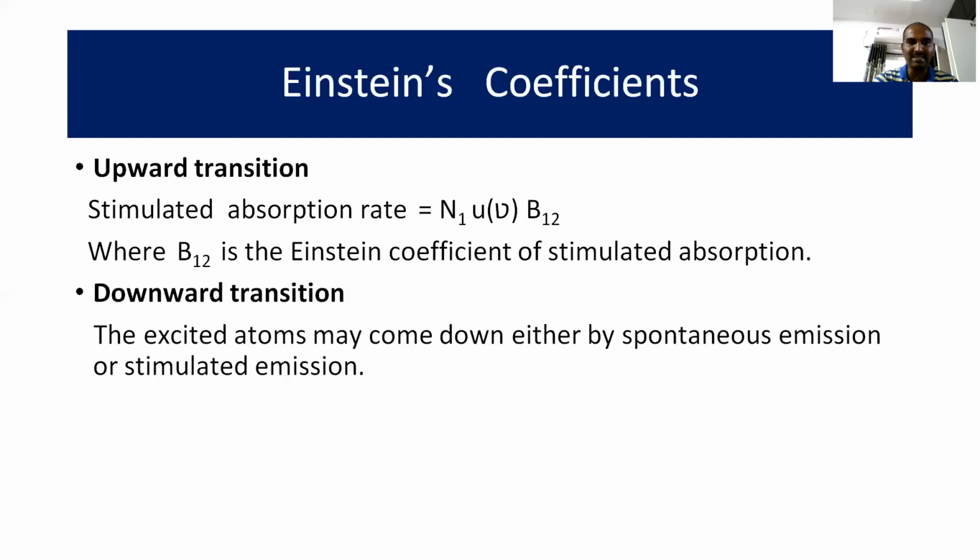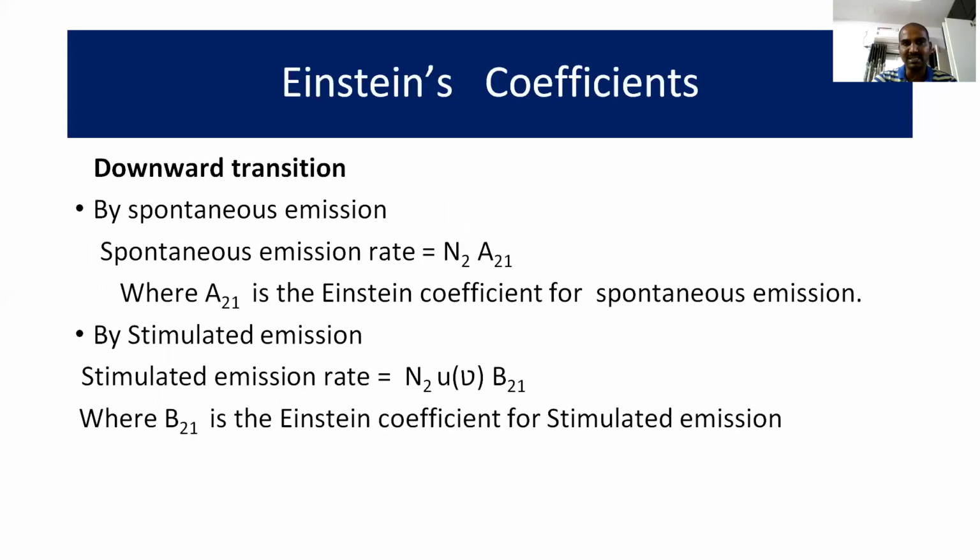And the downward transition takes place in two ways: spontaneous emission and stimulated emission. During the downward transition, if it takes place through spontaneous emission, the rate is simply N2 A21. Here N2 is the number of electrons present in the higher energy level. The process of emission takes place from the higher energy level to the lower energy level, that's why A21, the process from state 2 to state 1. And you know very well, spontaneous emission doesn't need any external agency. That's why N2 A21. So here A21 is the Einstein coefficient for spontaneous emission.